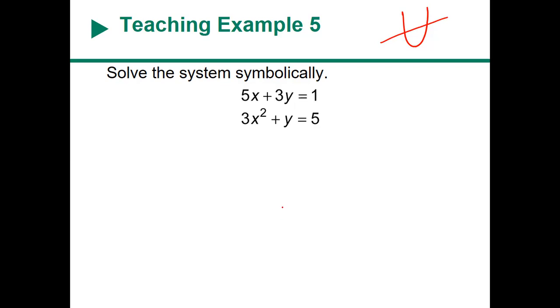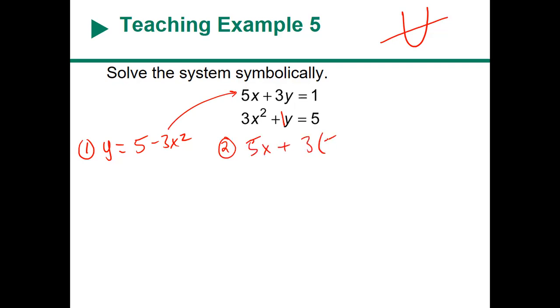Yes? All right. So again, you're going to choose a variable that's easy to isolate. The variable that's easy to isolate is y, because it has Casper the friendly ghost of 1. So when I isolate y, I get y equals 5 minus 3x squared. Step 2 is now to take that and substitute it into the other equation. So we have 5x plus 3 times 5 minus 3x squared equals 1.